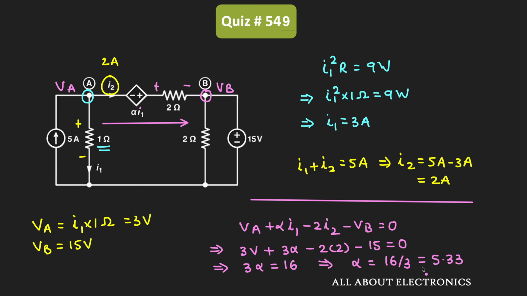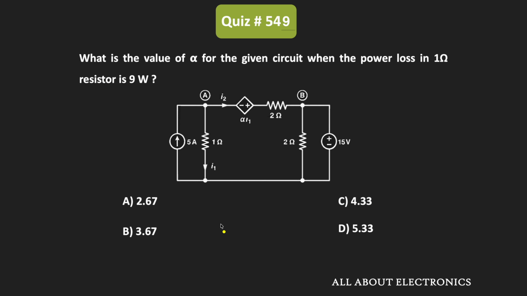5.33. So from this we can say that whenever the value of alpha is equal to 5.33, at that time the power loss across this 1 ohm resistor is equal to 9 watt. And therefore we can say that for the given question, this D is the correct answer.